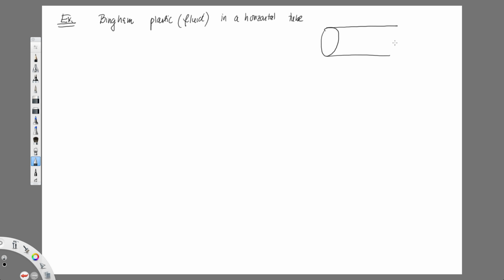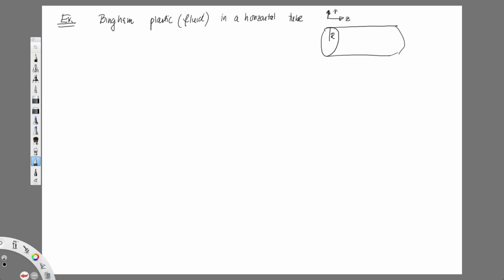So we will look at the Bingham plastic. Our example is a Bingham plastic, or fluid, in a horizontal tube. Again, I have a horizontal tube, so I will ignore gravity, and that is a tube of radius r. This is my z direction, and this is my r direction.